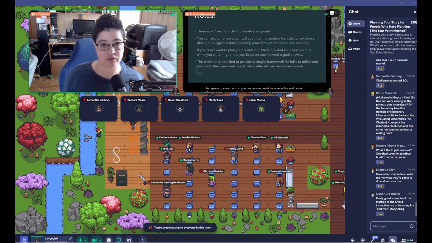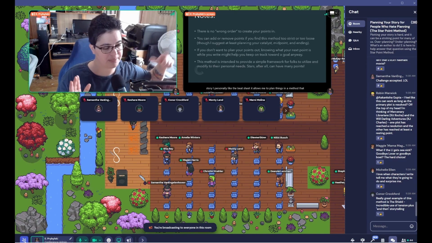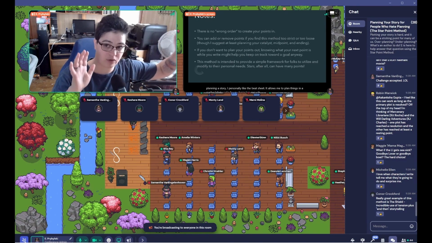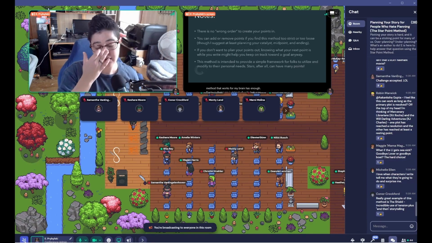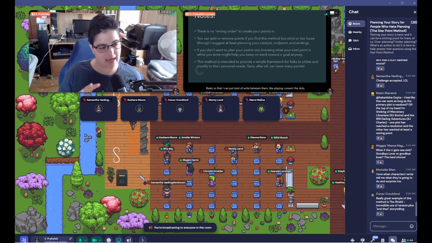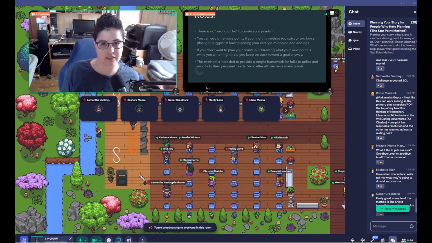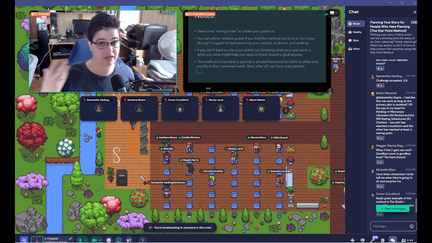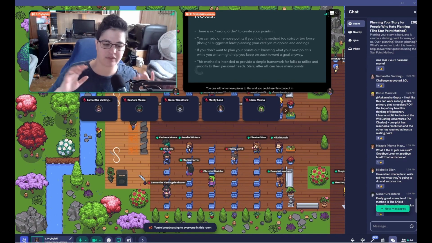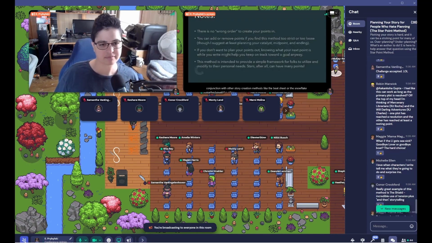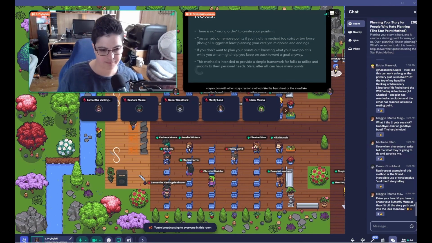When I'm planning a story, I personally like the beat sheet. It allows me to plan things in a method that works for my brain and has enough beats so that I can just kind of write between them like playing connect the dots. But you can add or remove pieces to this, and you could use this concept in conjunction with other story creation methods like the beat sheet or the snowflake method or any of the other methods out there. All of those will work.